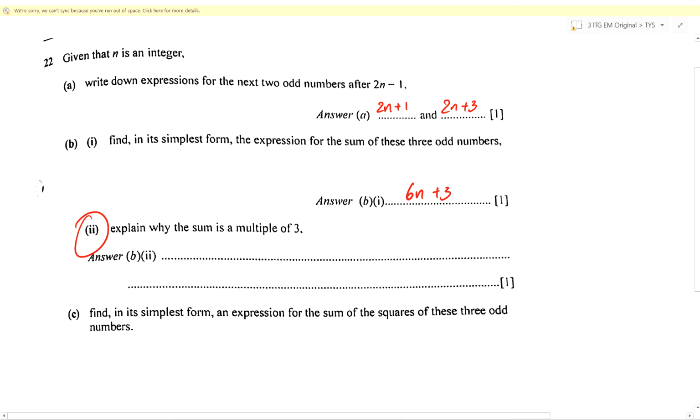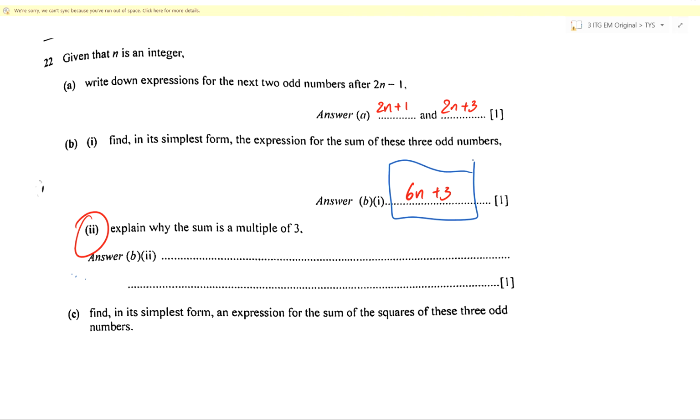Question 22 next. 22, part B, part 3. Explain why the sum is a multiple of 3. Here we have the sum, 6n plus 3. To show that it is a multiple of 3, we do not divide by 3. We show that 3 is a factor.